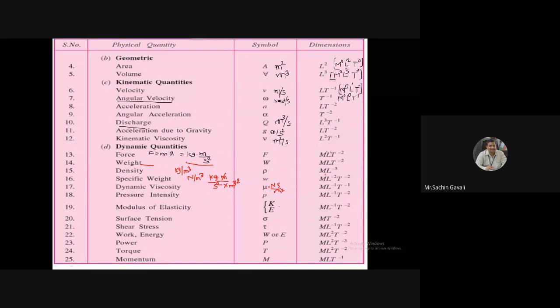Then pressure intensity P. What is P? Here P will be nothing but pressure. How are you defining pressure? Force per unit area. So Newton per meter square. So like this we have to write here.